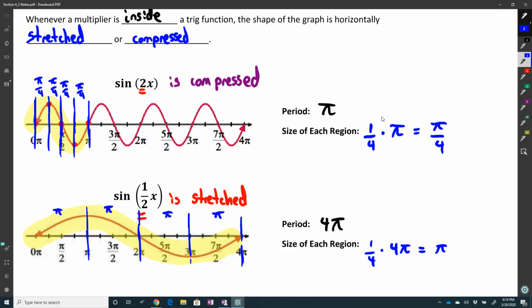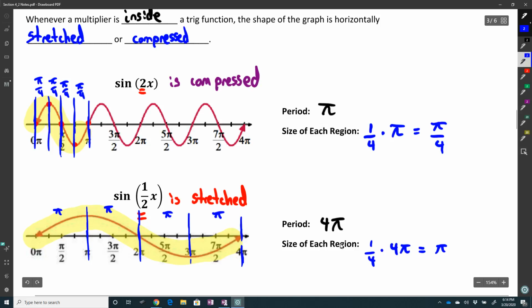Okay, so each cycle is always going to be split into 4 quarters. So the cycle is just how long it takes to repeat, and the quarter, just multiply whatever the size is by 1/4. So the period was pi, multiply pi by 1/4, pi over 4. The period was 4 pi, 1/4 times 4 pi is pi.